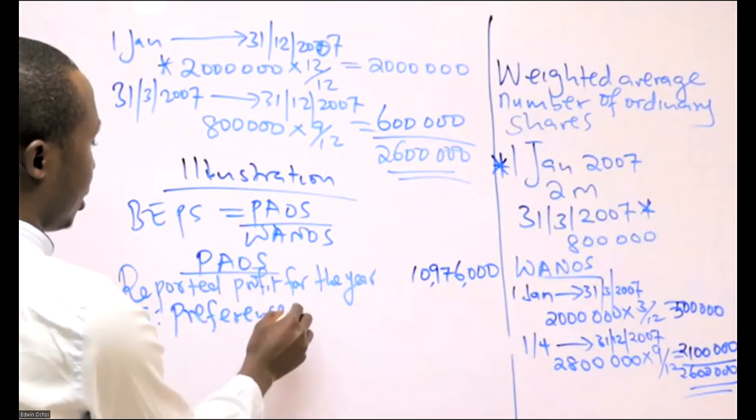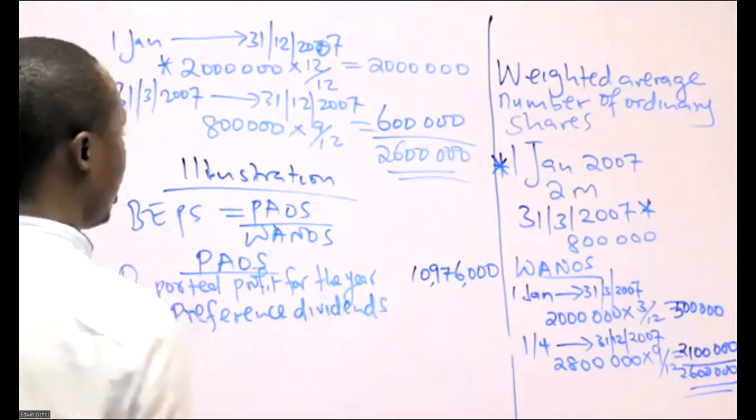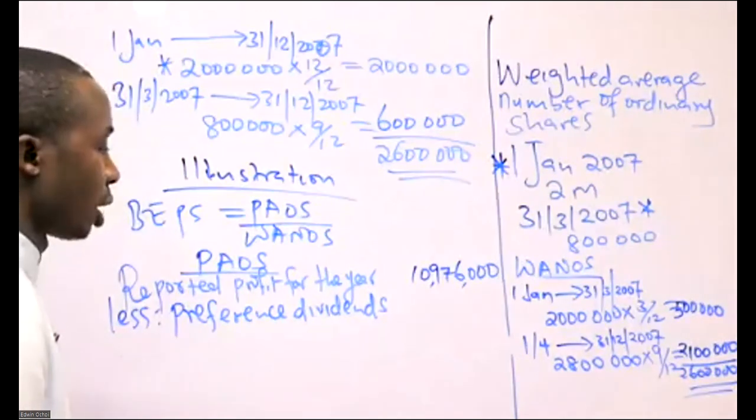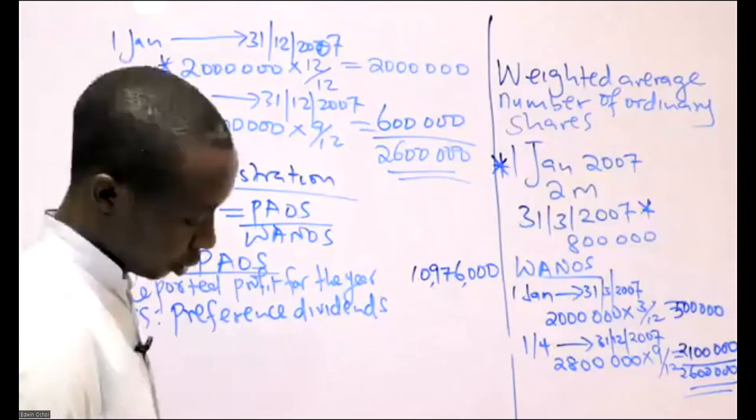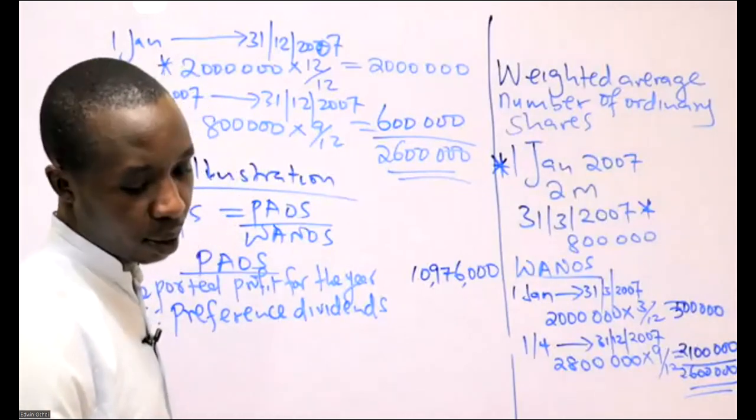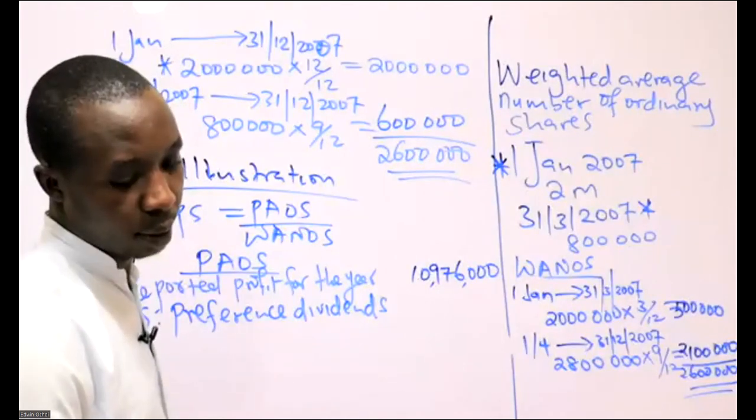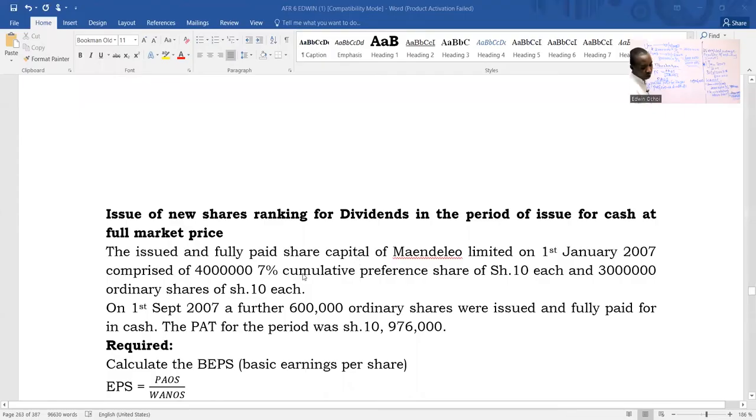So that is dividends to preference shareholders. And we deduct what? Profit attributable to the minority shareholders, the NCI. So in this illustration, you are provided with the preference shares. Were there preference shareholders having preference shares? Yes, from the start of the year. They said the issued and fully paid share capital on 1st January 2007 comprised 4 million, 7% cumulative preference shares of 10 each and 3 million ordinary shares of 10 each. So meaning that the preference dividends would be paid at what percentage? 7%. So 7% of 40 million.